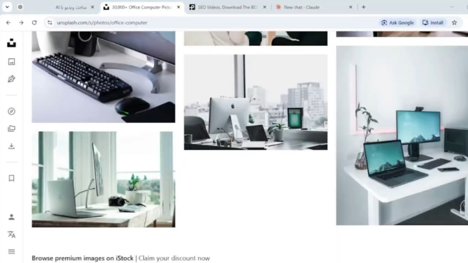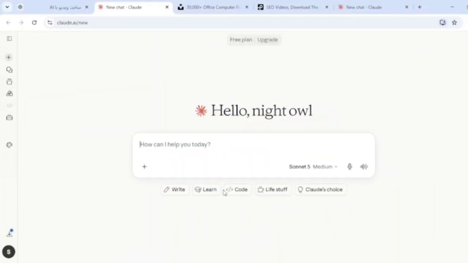And here's the part that surprises people. Claude is genuinely good at spotting patterns across the data that are easy to miss when you're scrolling through rows by hand. Repeated structural issues, template-level problems affecting hundreds of pages at once, the kind of thing that actually moves rankings when fixed.